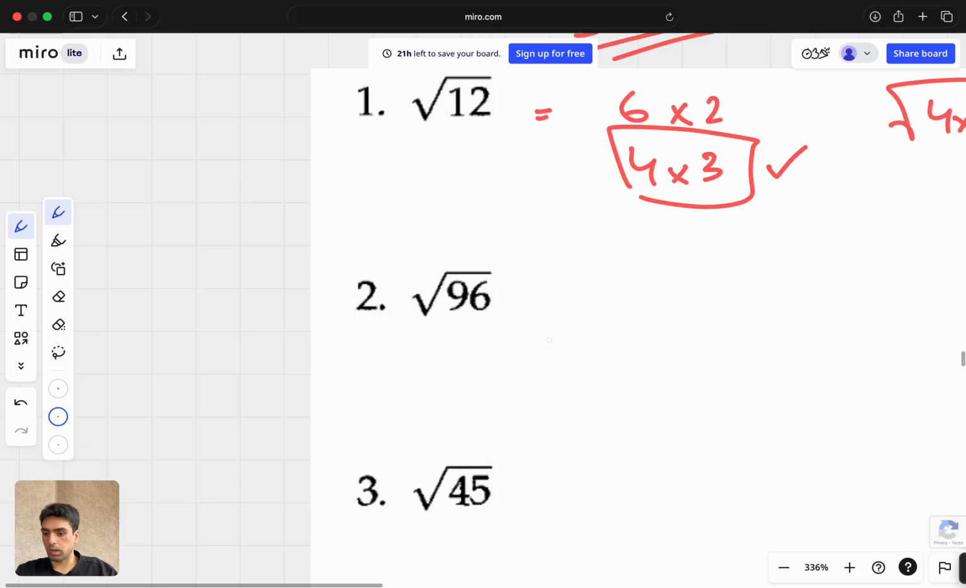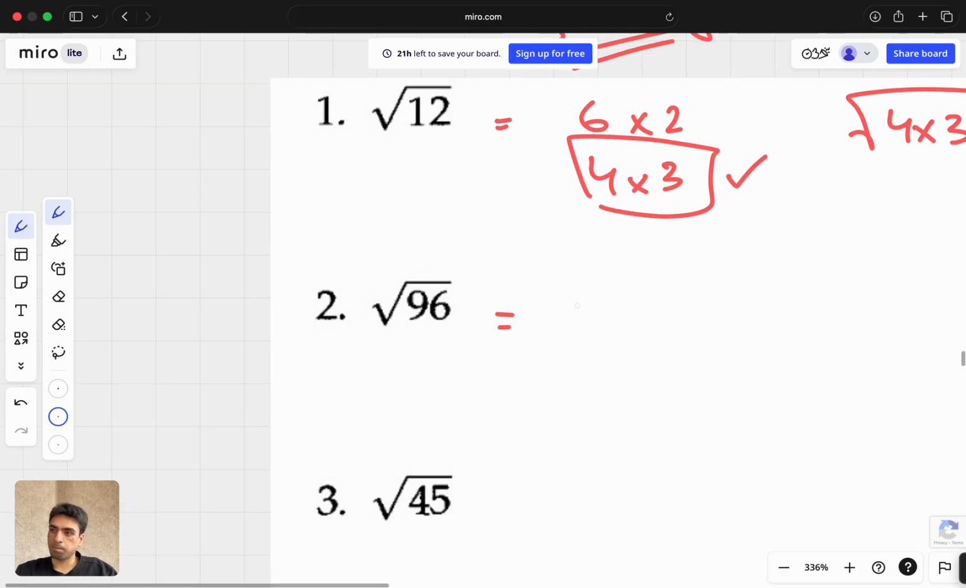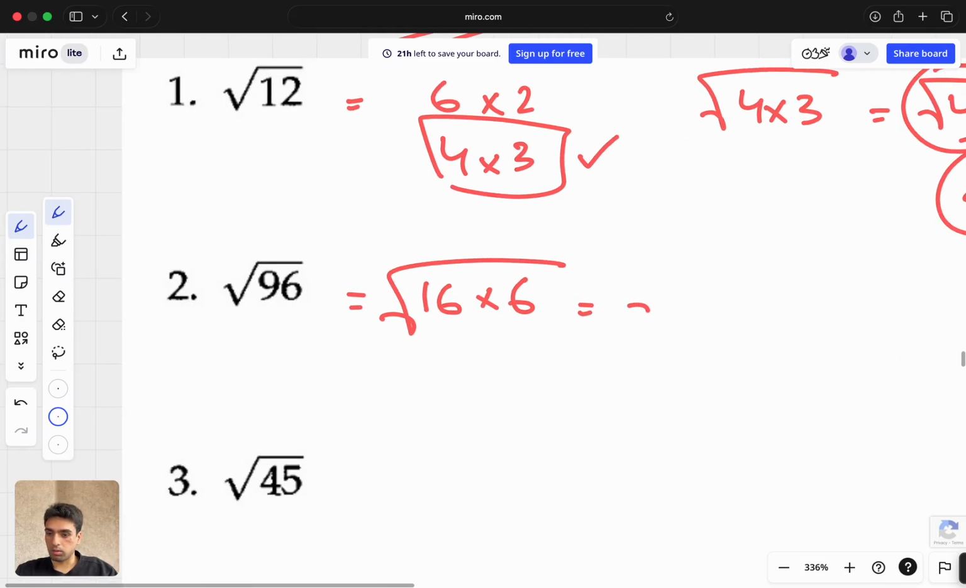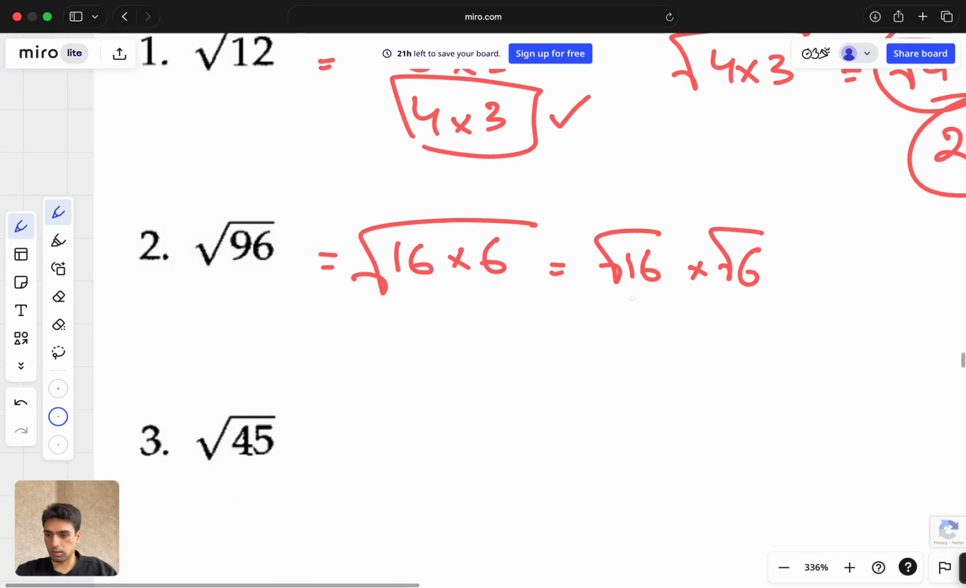For the next one, we have 96. 96, we can write it as, let's see, 16 times 6. So this is the best number to choose, because 16 has a root. So you can separate this and write it as root 16 times root 6. So 16 becomes 4, so it's 4 root 6.